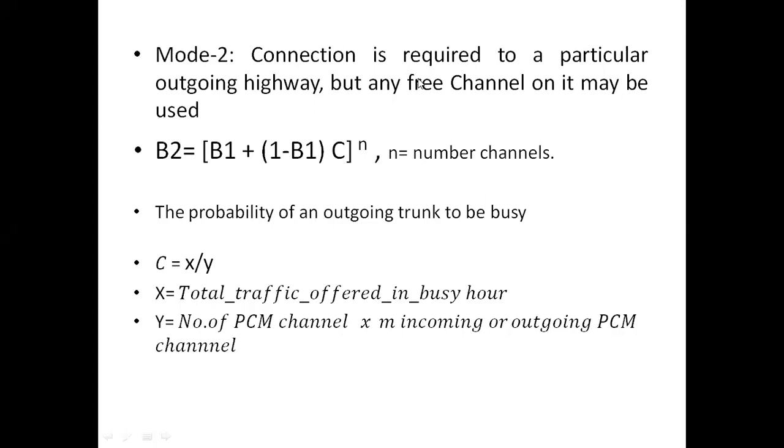If you can see, for mode 2 connection, this is the equation. B2 is given by B1 plus (1 minus B1) times C, all to the power of small n, where C represents the blocking probability of an outgoing trunk, the probability of the outgoing trunk being busy, which is given by the total traffic offered in a busy hour over Y, where Y represents the product of the number of PCM channels times the number of incoming or outgoing PCM highways. We'll see how to substitute these values when we see the problem on this.